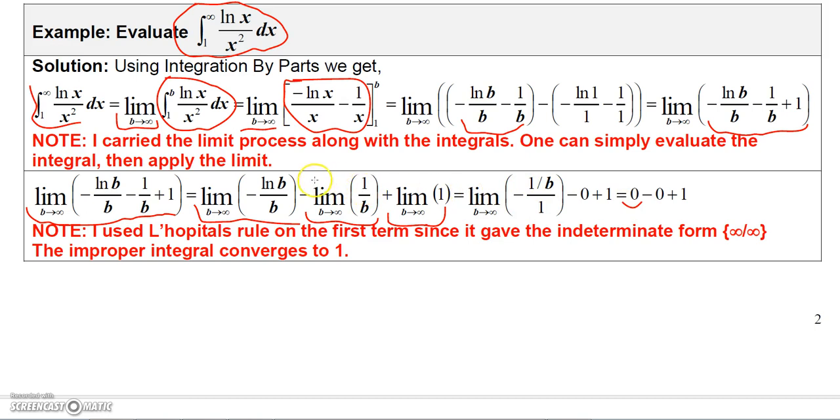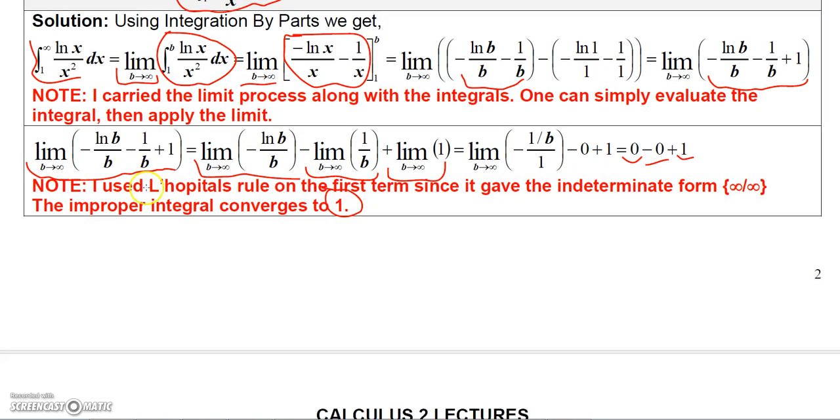Now I had already evaluated these other two limits. The limit of 1 over b as b goes to infinity is going to be 0. And then of course the limit of 1 is just 1. So 0 minus 0 plus 1 is 1. So the improper integral actually does converge to the value 1.